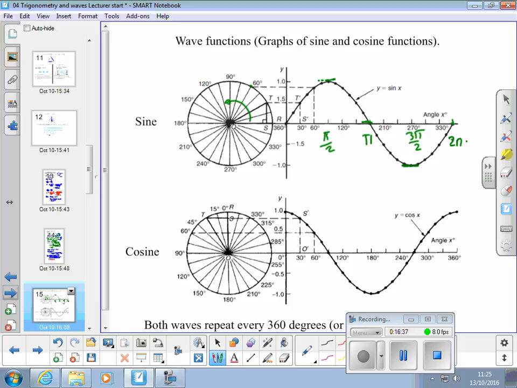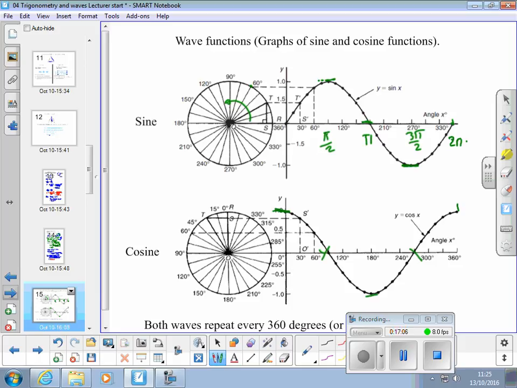Cosine, so the sine of 0 is 0. The cosine of 0 is 1. Therefore, the cosine starts at a peak, goes through 0 at 90 degrees, has a negative peak at 180, back through 0 at 270, and then peaks again at 360. But they're repeating waveforms. Okay?